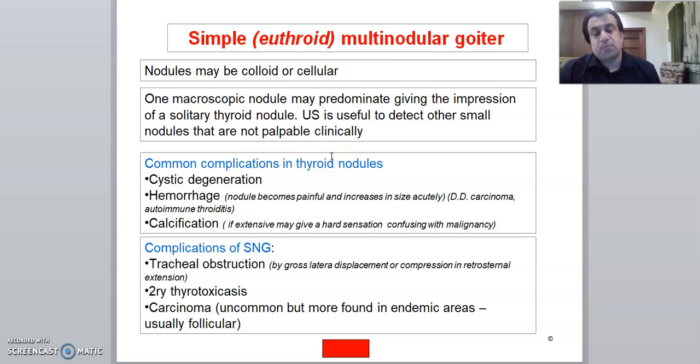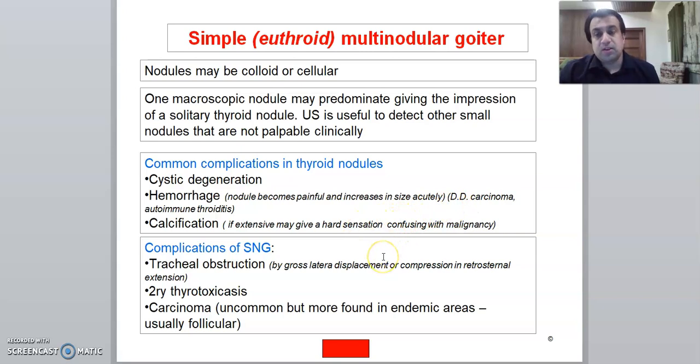We do come across patients who say, I have had this nodule for the last many years, but for the last few days it has suddenly increased in size. So it means that there is a certain hemorrhage in that nodule and it has become painful. The differential diagnosis is autoimmune thyroiditis and carcinoma. It can go for calcification; if you feel a hard sensation, it means that either it has gone towards the calcification phase or it has turned into malignancy.